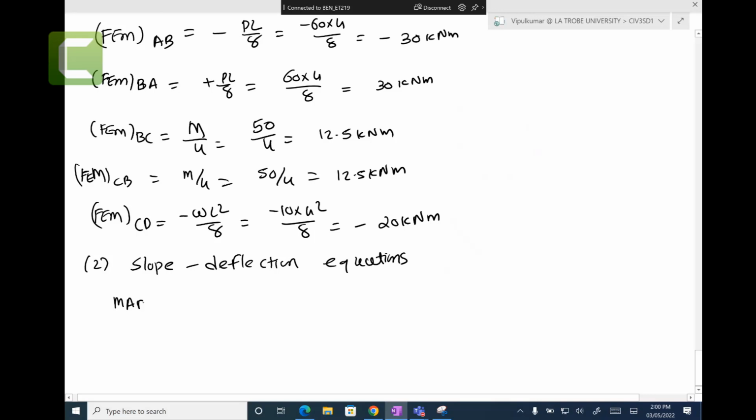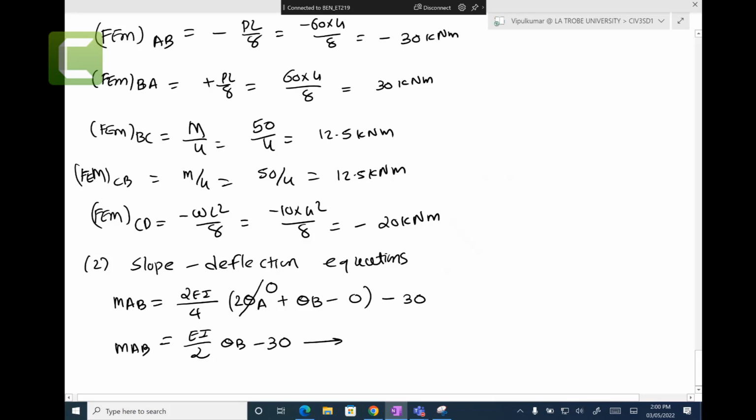Now for MAB, the far node is fixed, and all EI is constant. So 2 EI on length of AB, which is 4 meters, times 2 theta A plus theta B, no settlement, fixed end moments of AB minus 30. Theta A is 0 since fixed, so EI on 2 theta B minus 30. This is MAB, equation number 1.